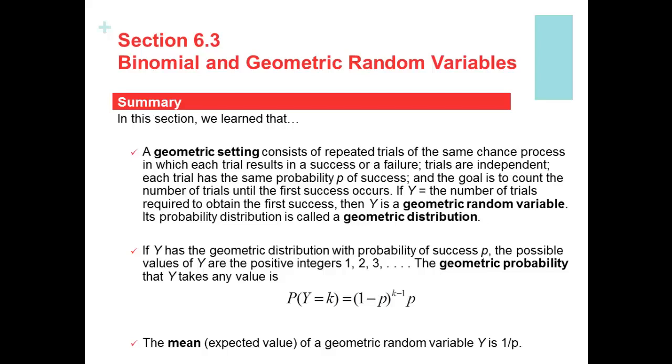This is the conclusion of section 6.3 on binomial and geometric random variables. In the next chapter, we'll take a look at sampling distributions.